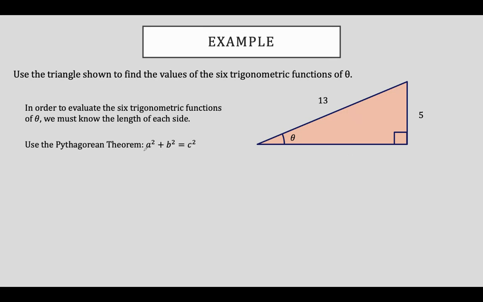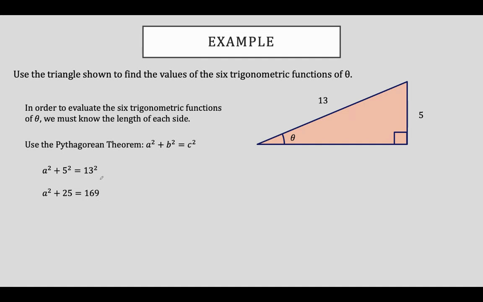The Pythagorean theorem says a squared plus b squared is equal to c squared. The sum of the squares of the sides of a right triangle is equal to the square of the hypotenuse, all right? C always represents the hypotenuse. So in this case, we could say a squared plus 5 squared is equal to 13 squared.